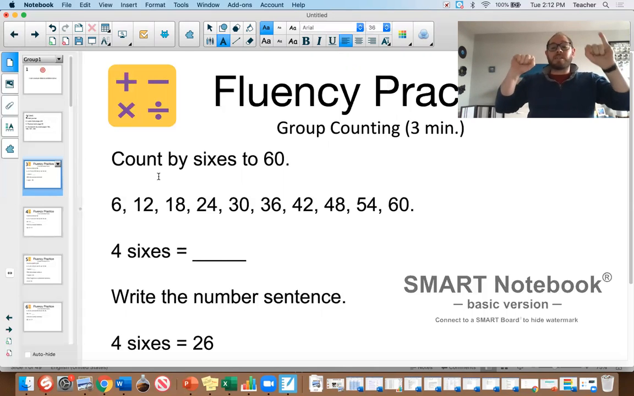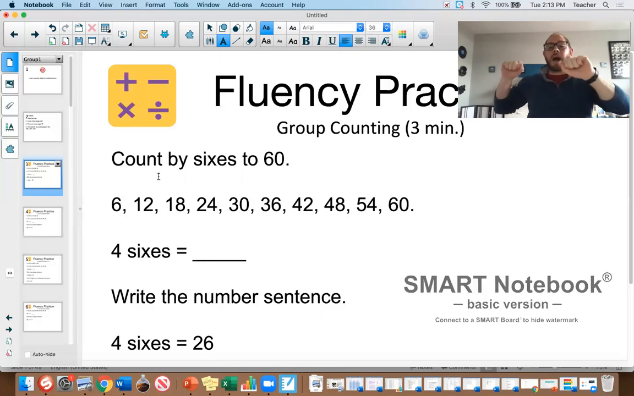0, 6, 12, 18, 24, 30, 36, 42, 48, 54, 60. And let's go back from 60 down to 0. 60, 54, 48, 42, 36, 30, 24, 18, 12, 6, 0.